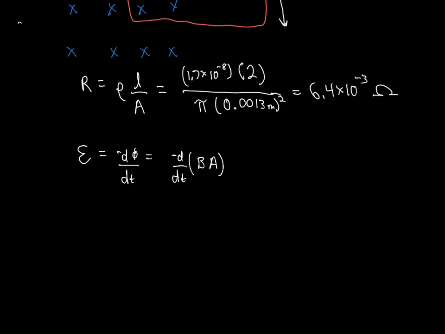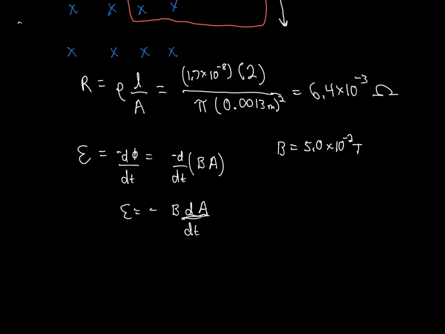In the problem itself, if you reread it, they are not changing the magnetic field strength at all. The magnetic field has a strength of 5.0 times 10 to the negative 2. So if it's not changing, what can I do with it? Pull it in front of the derivative. Negative B times d dt of A.